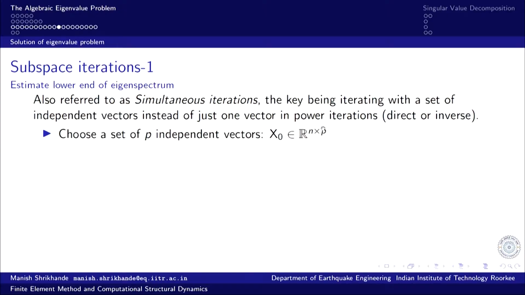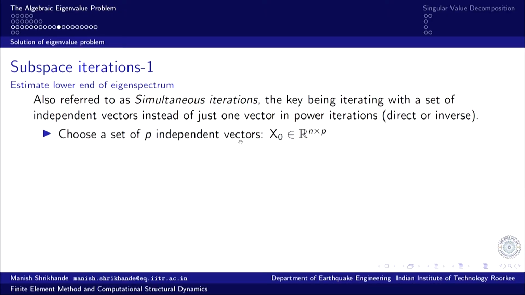Now, we look at what is known as the subspace iterations. Subspace iterations is an extension of power iteration. It is also referred to as simultaneous iteration, and just as in power iteration or inverse iteration we dealt with one vector, one trial vector, in subspace iteration we actually use a set of independent vectors for iterations.